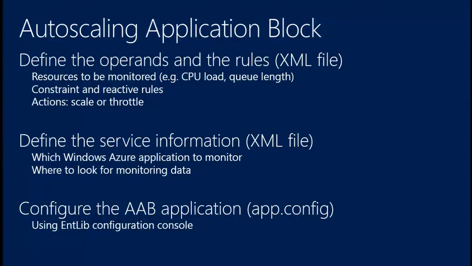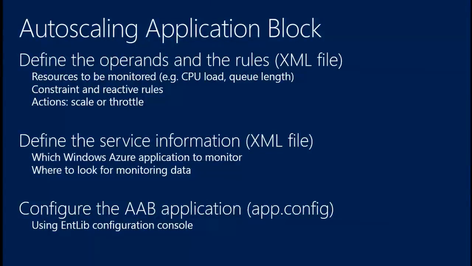Going back to the auto-scaling application block. In order to make it work, we need to define 3 XML configuration files. First of all, the rules. We've seen just briefly 2 or 3 of them, and we're going to see some more. Then we need to define some information about our service: the cloud service name, the environment we're targeting, staging or production, the storage account, and so on, so we give the monitor access to our resources in the cloud. And then we need to configure the auto-scaling application block itself. We can do it via an app config file or in the code. So this is all you need to do.